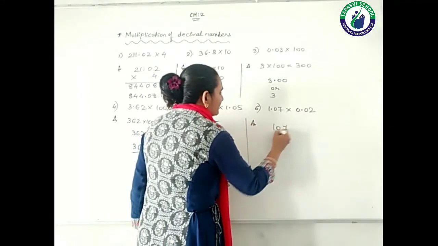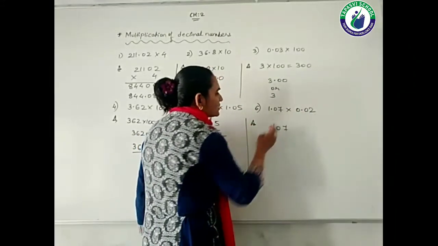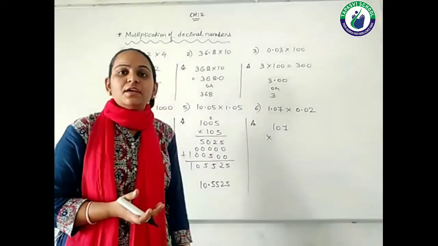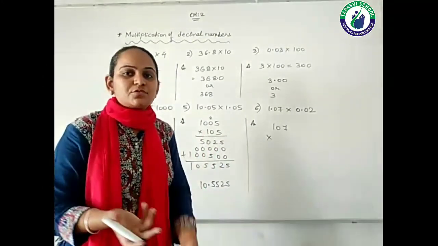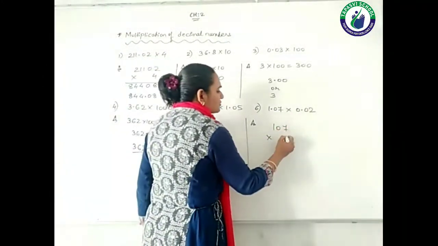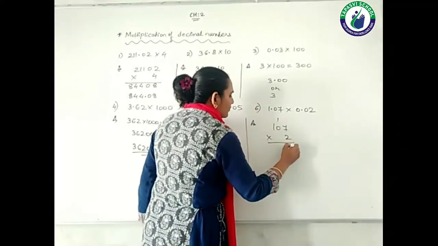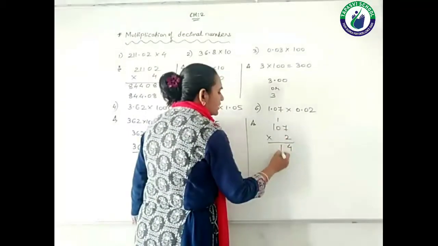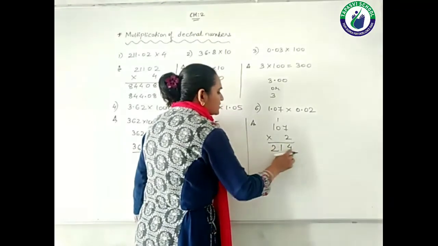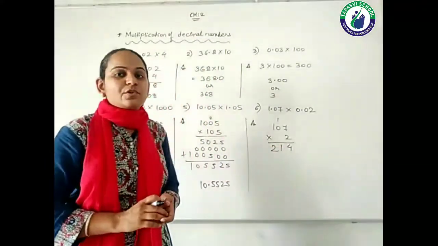So 107 multiply by this. See, this 0 in front has no consideration. Still if you want to add then it's up to you. Only just focus on this 2. So 2 7s are 14. 2 zeros are 0 plus 1. 2 1s are 2. So this is your product 214, right?